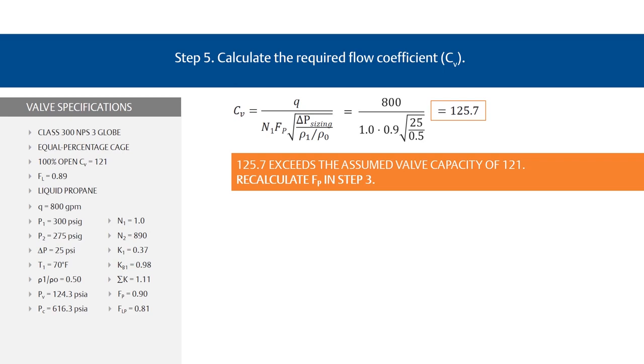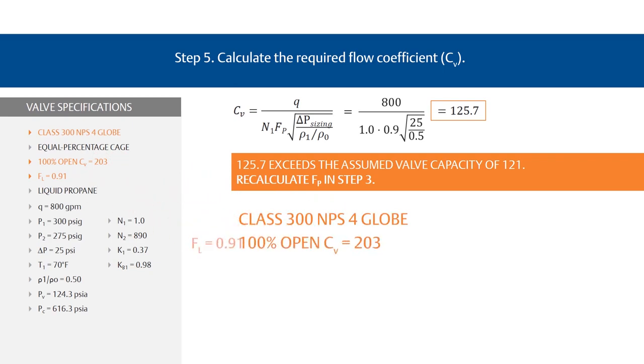For this example, it may be obvious that the next larger size valve with a 4-inch nominal pipe size, or NPS4, would be the correct valve size. This may not always be true, and a repeat of the previous steps should be carried out. Now let's assume it's an NPS4 valve with a CV of 203 and an F sub L of 0.91. These values were determined from the flow coefficient table for a Class 300 NPS4 Fisher ES globe valve with an equal percentage cage.